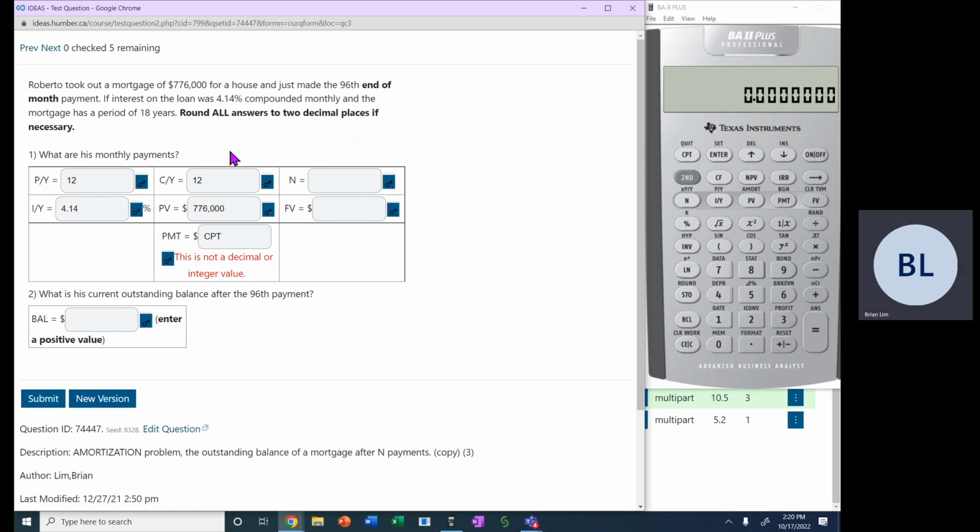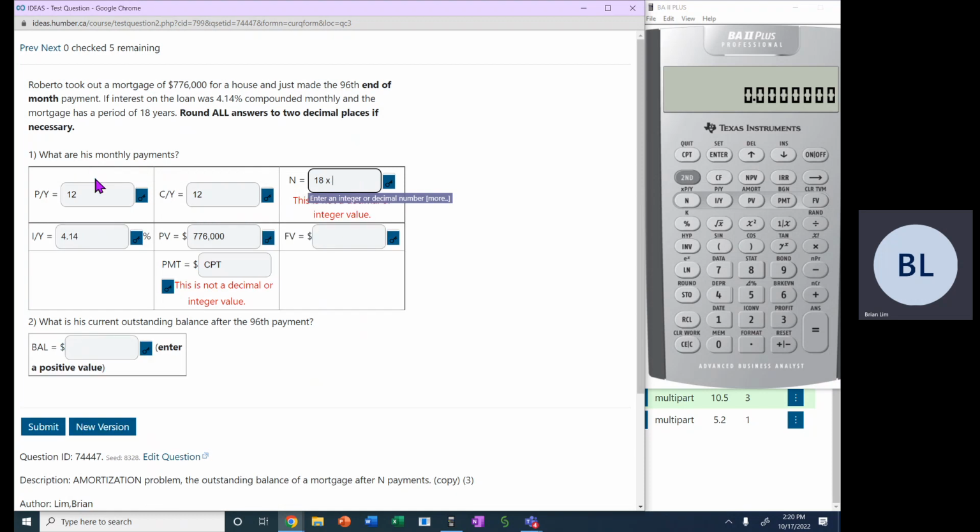Okay, and now it's for a period of 18 years. So we would put in 18 in there. That is how we'll get N. We'll multiply that 18 by the PY value of 12, and we will get some number. If I try to do that mentally, that might give me 216. We will check that number very shortly. The future value will be 0. So there we are.